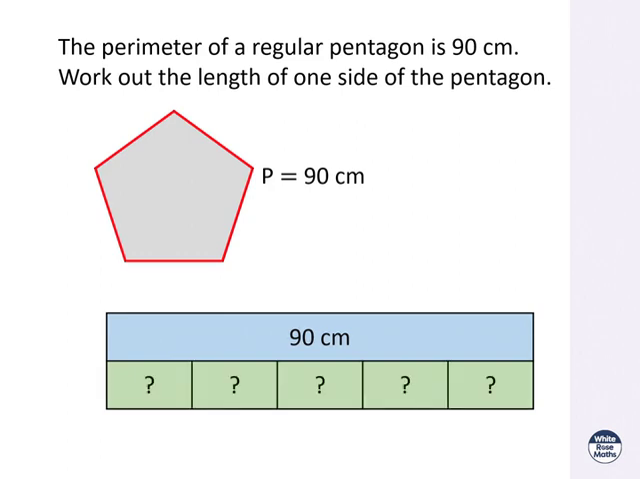So to work out the length of one of the sides, I will need to divide 90 by 5. This is equal to 18. So each side must be 18 centimetres long. So the length of one of the sides is also 18 centimetres.